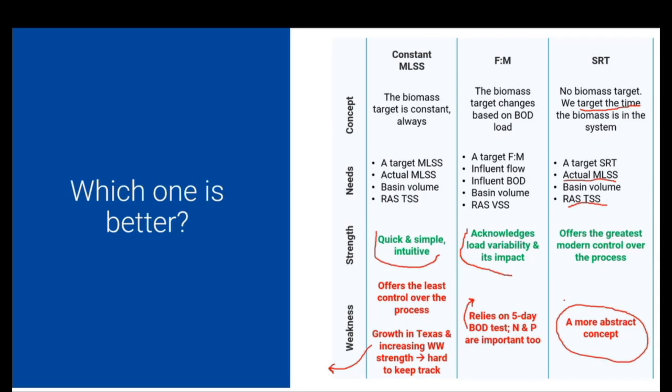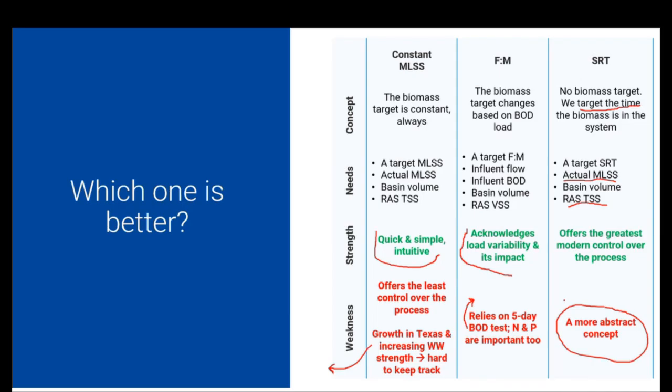Any questions on that? So let's say we're getting hit with high random slugs of BOD. Would you recommend we control waste based on SRT? Would that be the best approach?